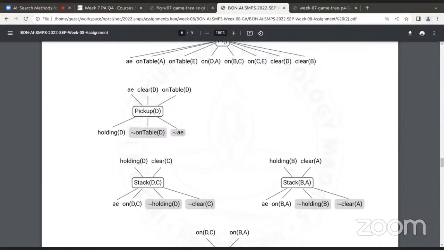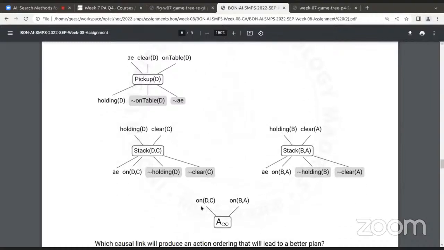See, the plan is being arranged from the goal here, PSP, right? So to achieve on DC, what do we have to do? We have to stack D on C. Correct? Okay. To achieve on BA, we have to stack B on A. Right. So in PSP, we are starting from the goal, and we are asking the question, which action will produce that goal? Now we have two sub goals. Our goal is on DC and on BA. So each is a sub goal. To achieve each of those sub goals, we have two actions, stack DC and stack BA.